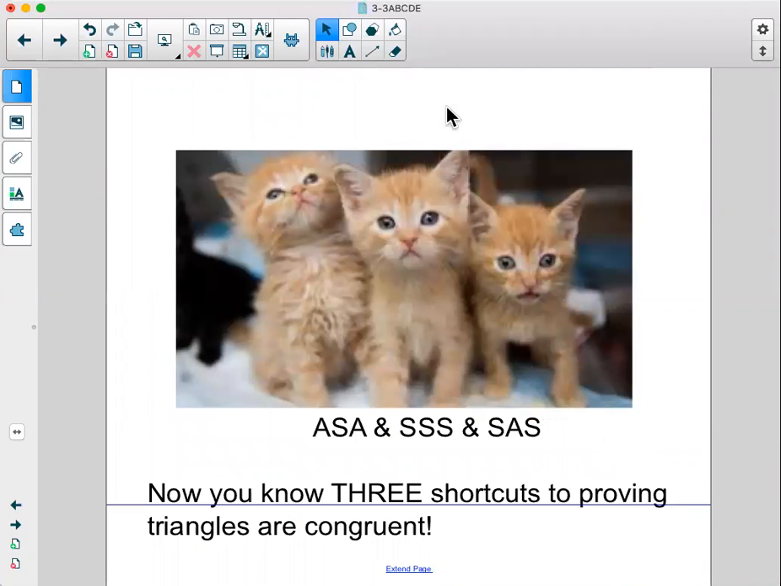So now you know 3 shortcuts for proving triangles are congruent.